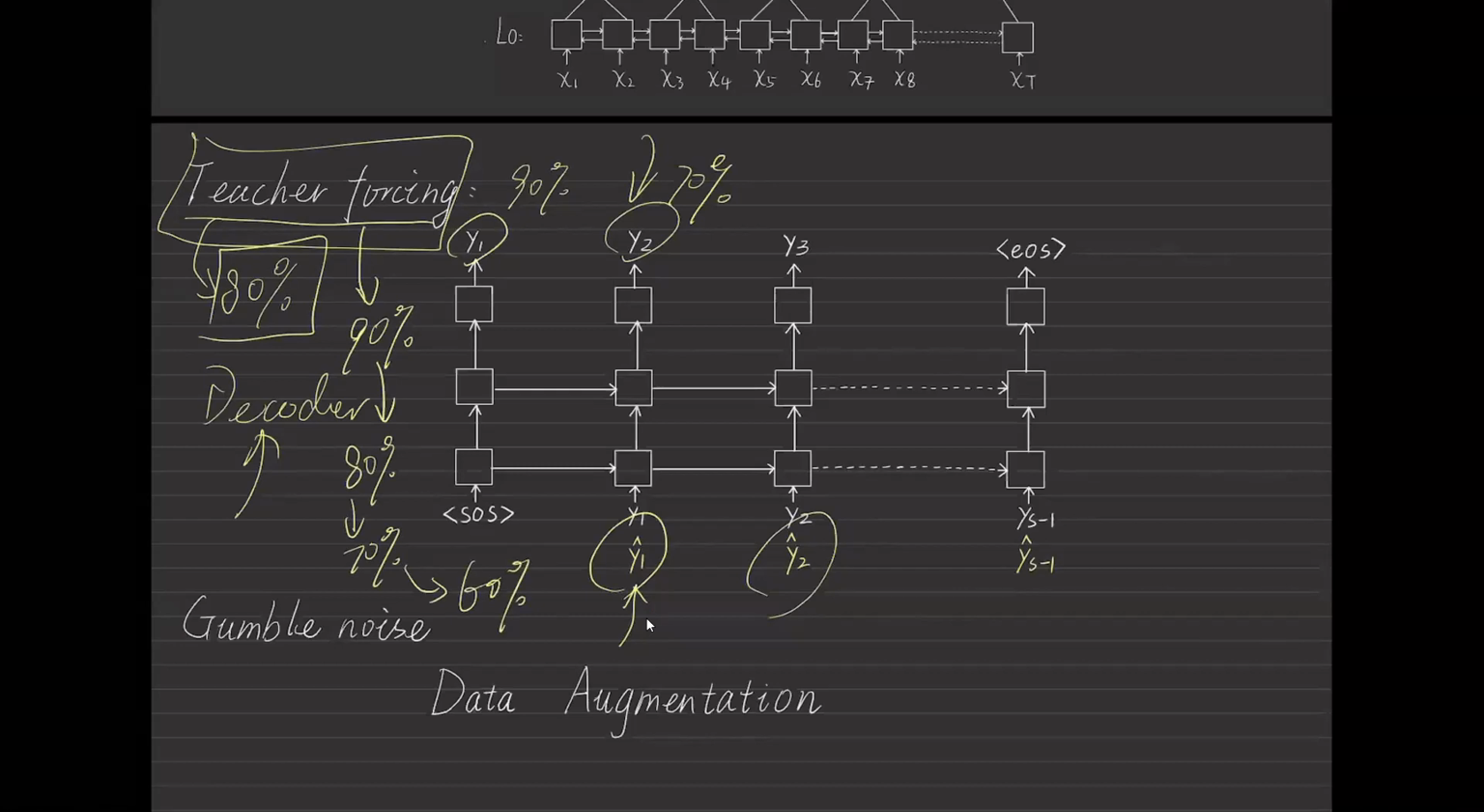So basically, this is quite straightforward. If you are powerful enough, you need less help from Big Sha, from others. But whenever you are at the early training stage, you do need some help. Then you set the probability of your teacher forcing to be something like 90%. All right.